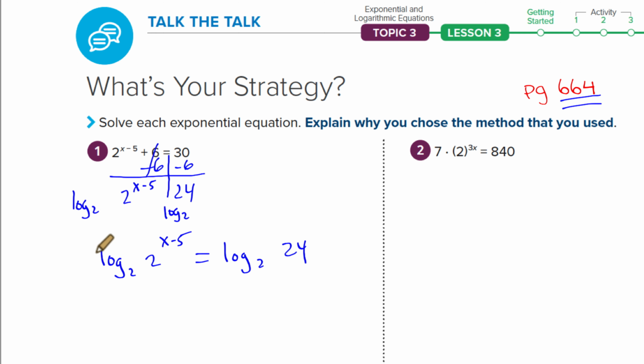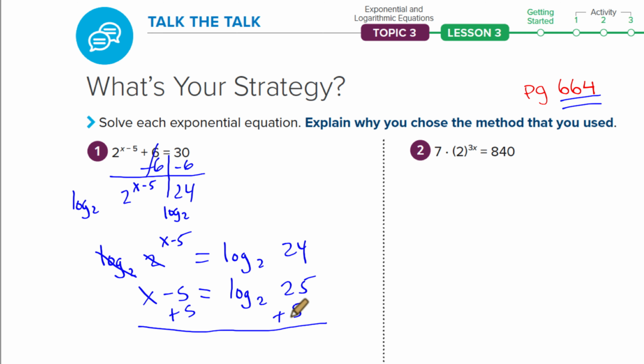So now what? These kind of cancel each other, right? We get x minus 5 equals log base 2 of 24. I can add 5 to each side. We'll add 5 here. But don't think you can just add 5 to that 24. It doesn't work like that. These will cancel. We're going to get x equals log base 2 of 24. And then when we're done that, we add 5.